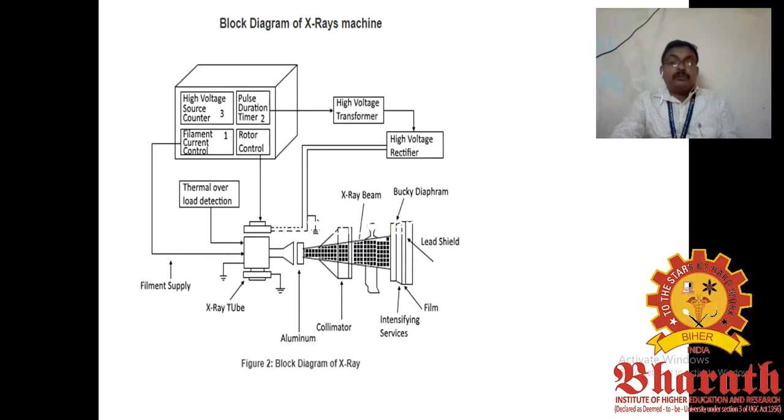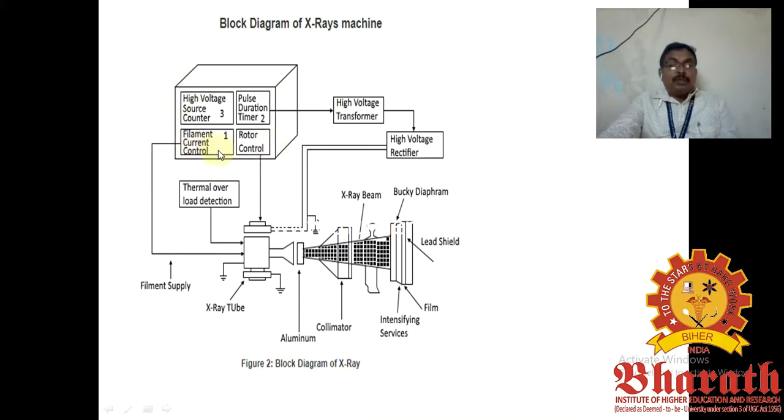Okay. Right, we will move to the next step. So, this is the block diagram of the X-ray machine, almost the complete structure of the X-ray machine. Okay. So, now we will see the main parts of the X-ray machine, right. First we will take this block, right.